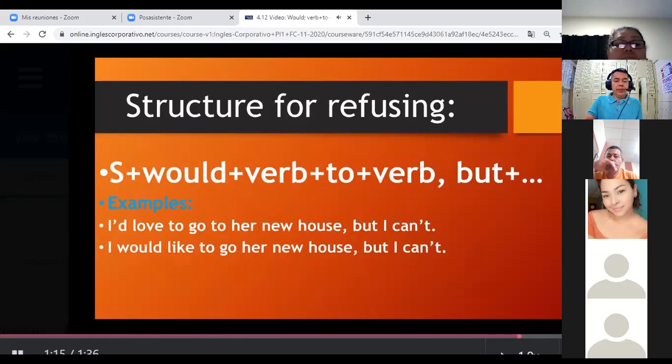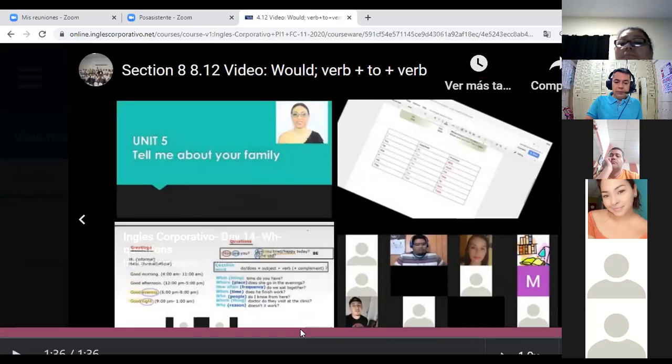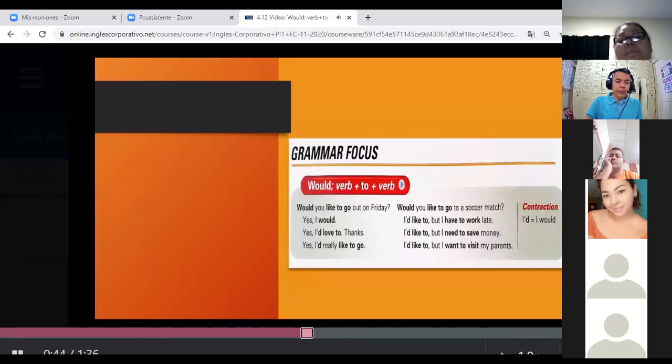And when we need to refuse an invitation, we need to follow this structure. Subject plus would plus verb plus to plus verb, comma, but, plus. Examples. I would love to go to her new house, but I can't. I would like to go to her new house, but I can't. I'd like to.